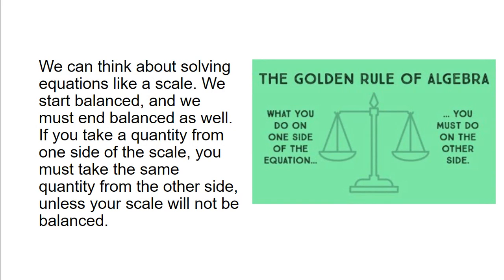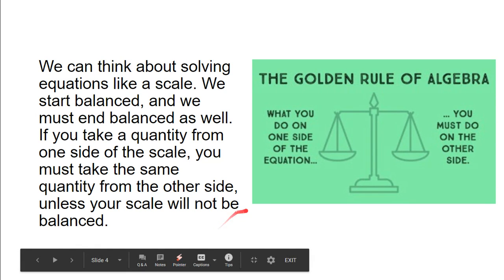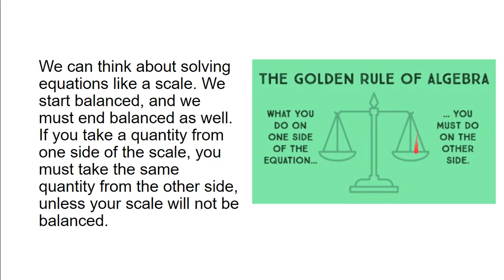So back to this golden rule of algebra, we can think of solving equations like a scale. We want to start balanced and we have to end balanced. So if, for example, I take away values from the left side, I have to add it to the right side in order for these pans to stay balanced. We cannot determine that an equation is solved correctly unless we're treating both sides of the equation evenly.